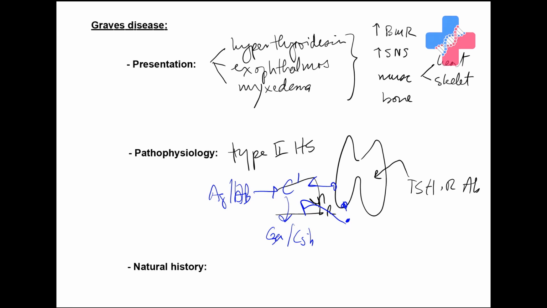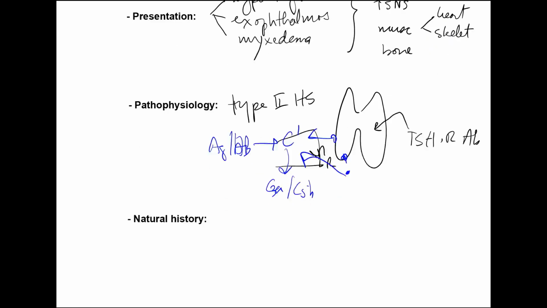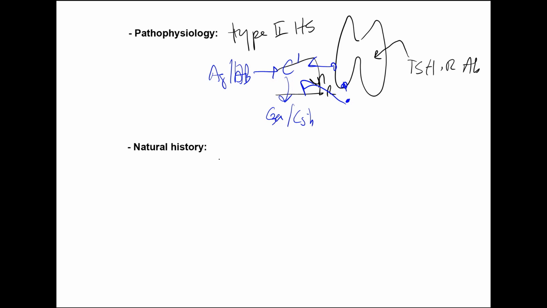The treatment for Graves' disease really depends a lot on what country you live in. If we talk about the US, we tend to use gamma-emitting iodine, I-131, and that destroys the gland by radiation, and then you replace with Synthroid.